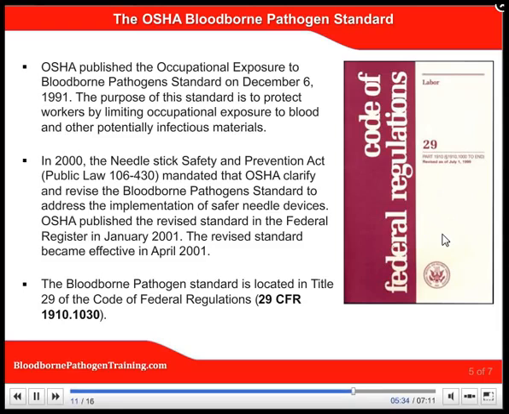In 2000, the Needle Stick Safety and Prevention Act, Public Law 106-430, mandated that OSHA clarify and revise the bloodborne pathogen standard to address the implementation of safer needle devices. OSHA published the revised standard in the Federal Register in January 2001. The revised standard became effective in April 2001. The Bloodborne Pathogen Standard is located in Title 29 of the Code of Federal Regulations, 29 CFR 1910.1030.